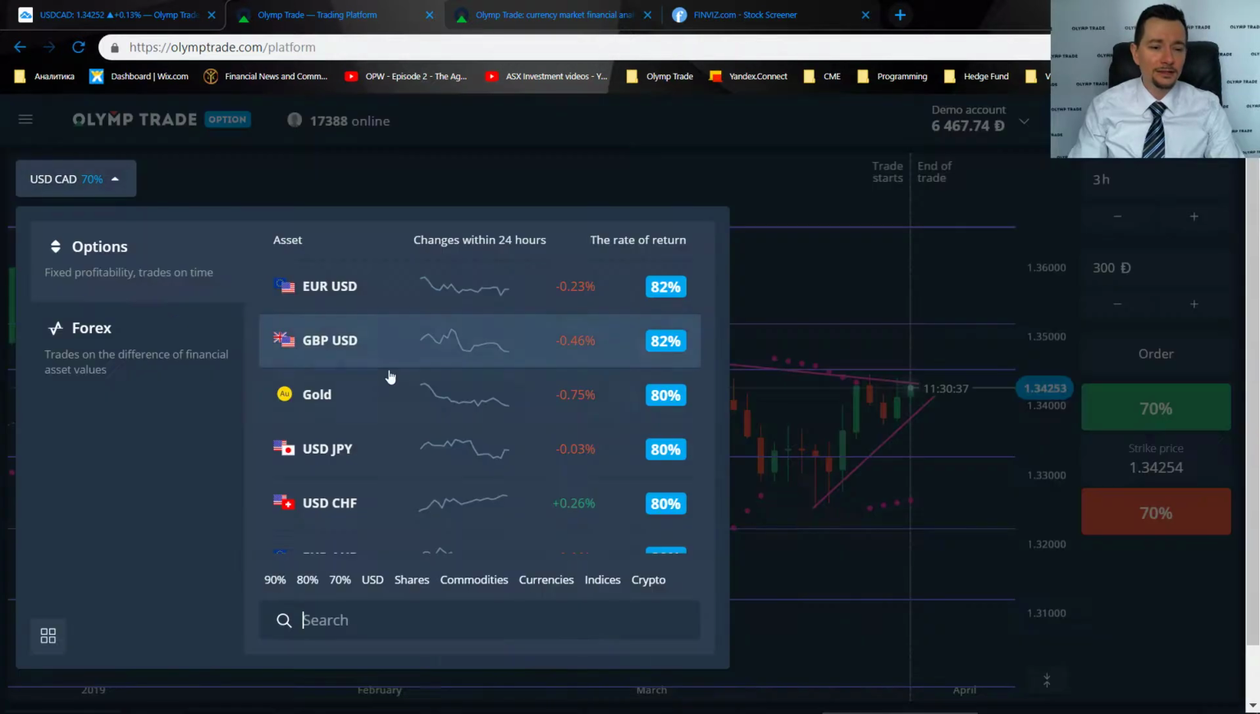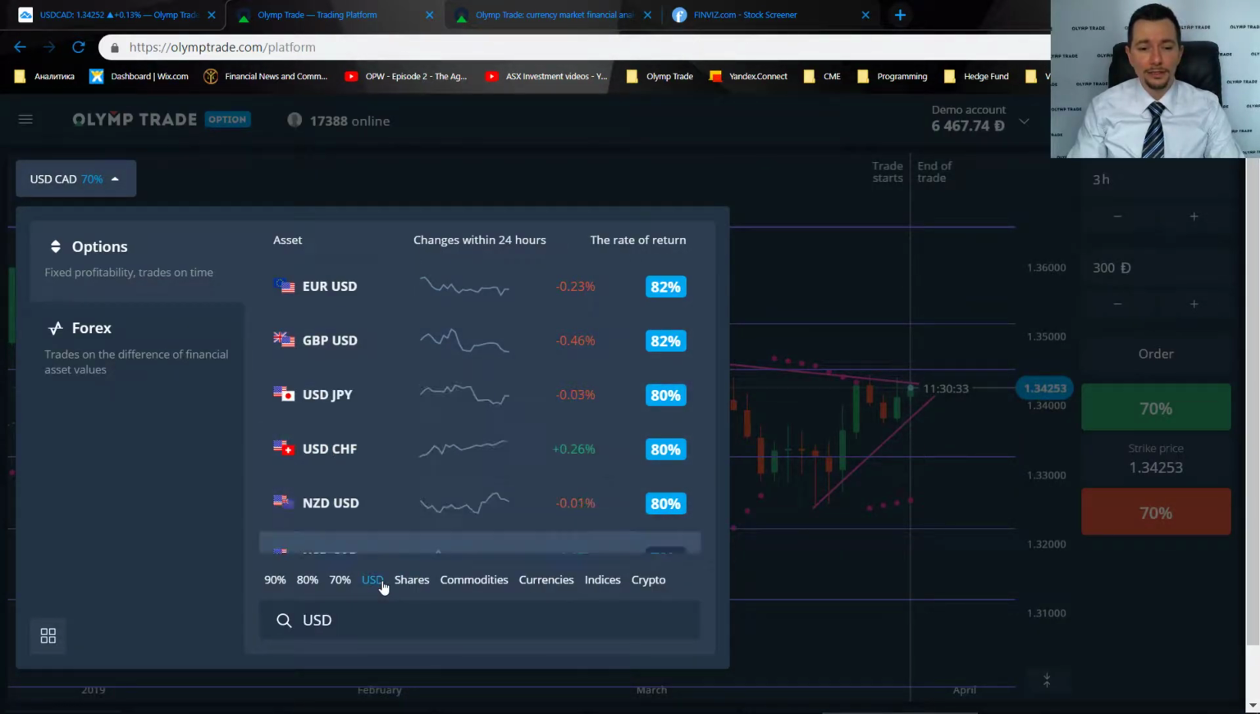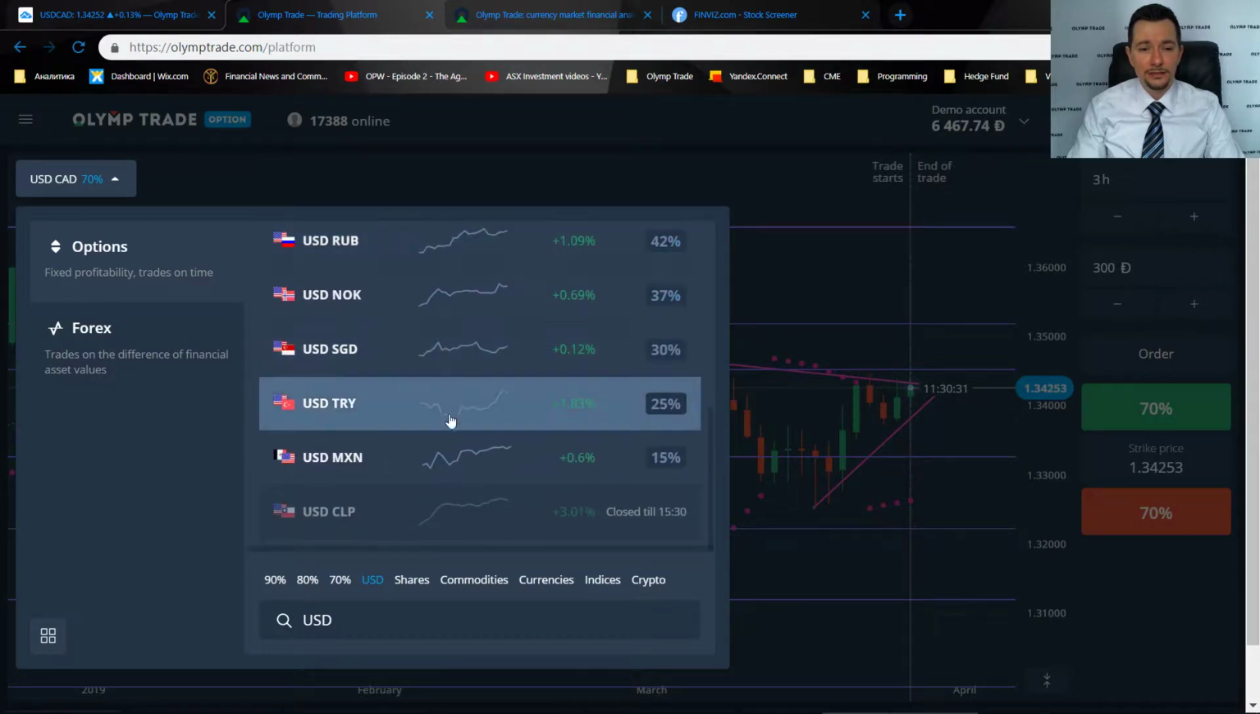I wanted to have a look at the Mexican peso before we go on somewhere else.